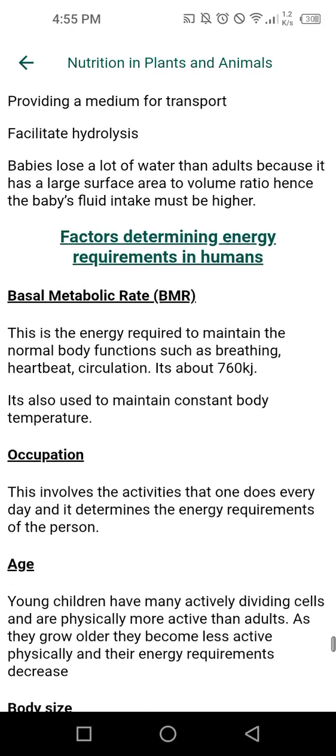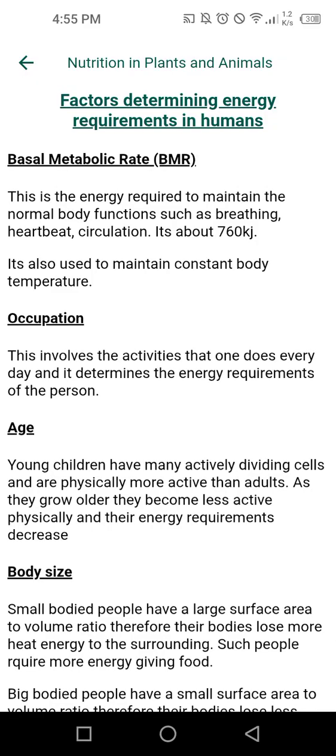Factors determining energy requirements in humans. Basal metabolic rate, BMR. This is the energy required to maintain the normal body functions such as breathing, heartbeat, circulation. It's about 760 kJ. It's also used to maintain constant body temperature. Occupation. This involves the activities that one does every day and it determines the energy requirements of the person. Age. Young children have many actively dividing cells and are physically more active than adults. As they grow older, they become less active physically and their energy requirements decrease.